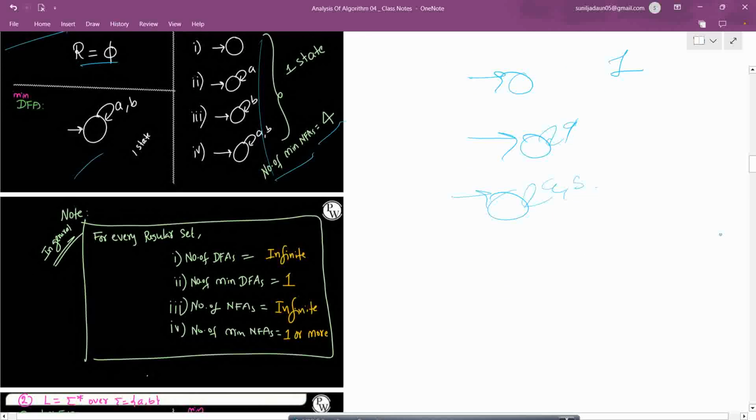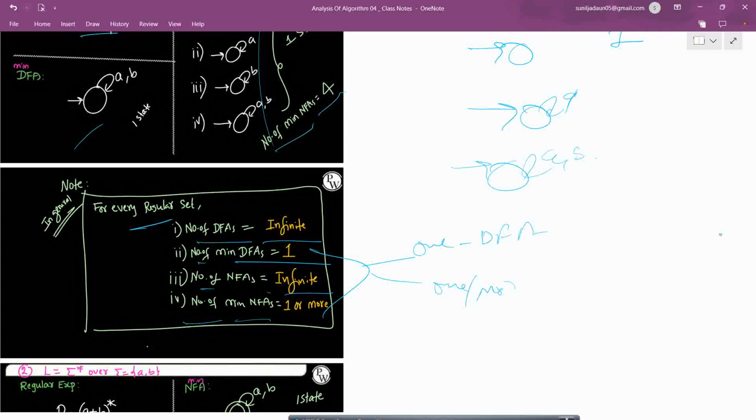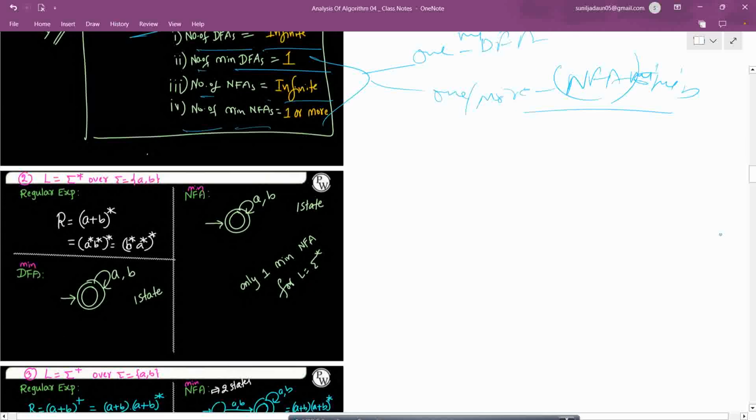Note: in general, for every regular set, the number of DFAs is infinite. The number of minimum DFAs is 1. The number of NFAs is infinite. The number of minimum NFAs is 1 or more. So minimum could be 1 in case of DFA, and 1 or more in case of NFA.